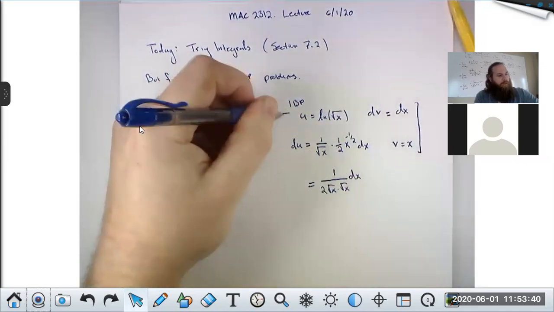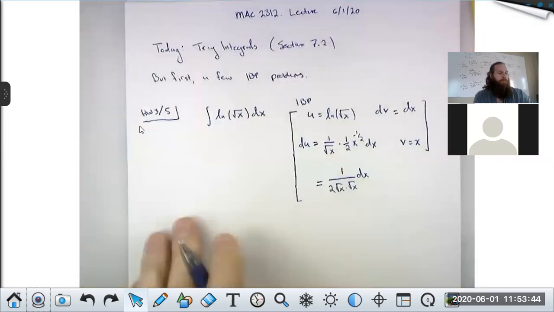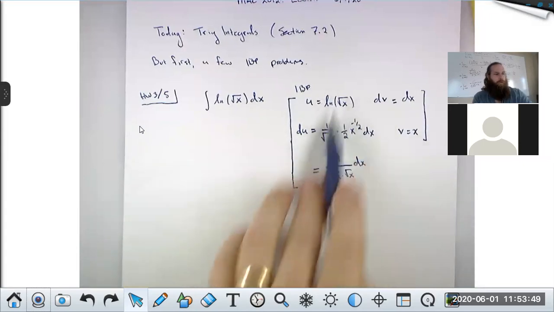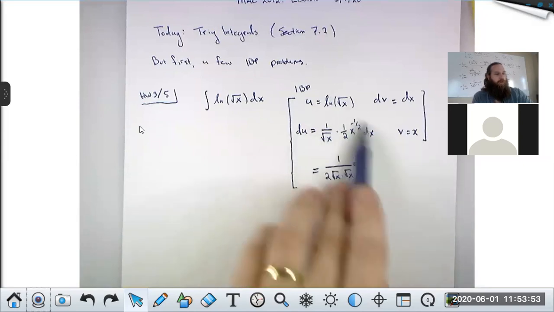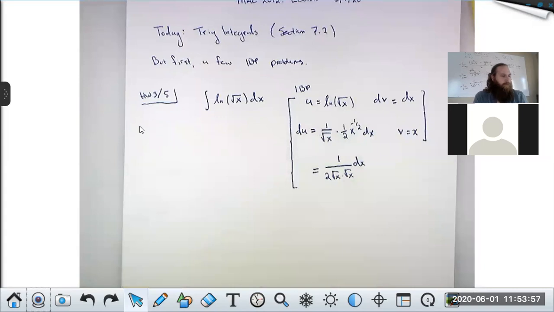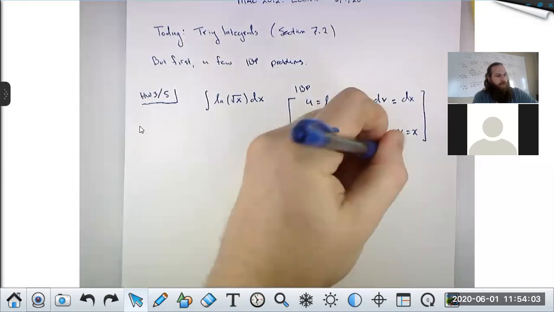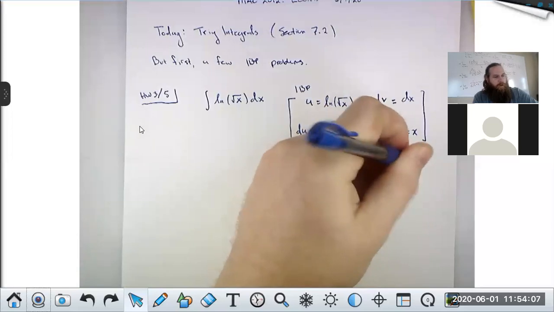Do you agree that that's the same? This 1 over square root x is like my 1 over u from the derivative of the log. This is the derivative of the outside. And this is the derivative of the square root of x, which is the derivative of x to the 1/2, taken using the power rule. So together there, that chain rule thing is what I get. And this is the same as 1 over 2x dx.